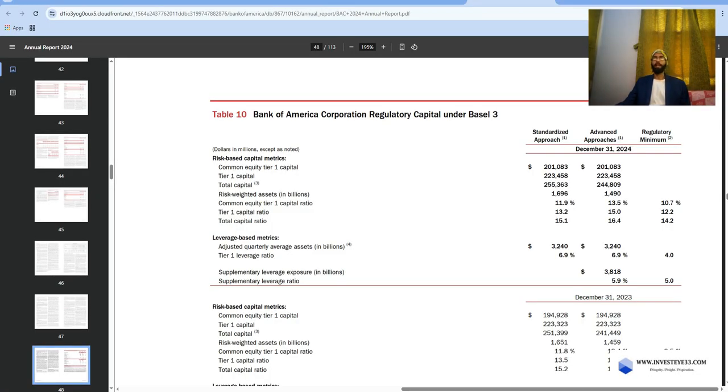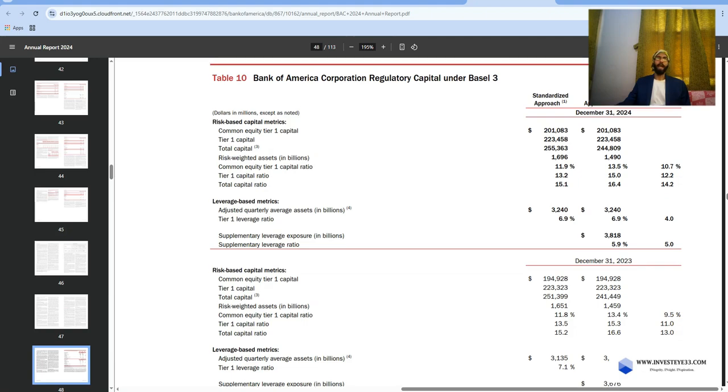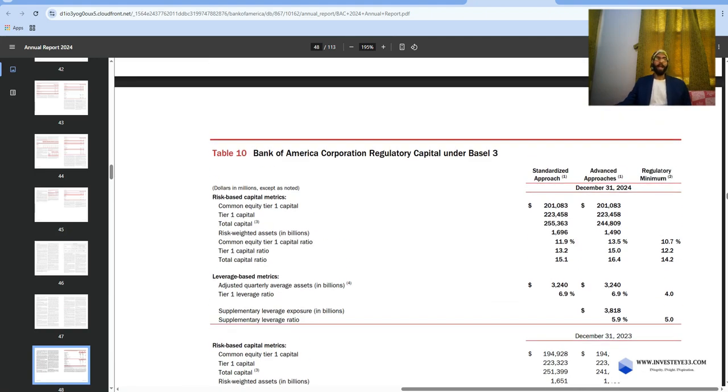Now in the year 2024, you can see I am here in the annual report for Bank of America, and you can see here tier 1 capital is mentioned, total capital is mentioned, and risk-weighted assets, the number that we were talking about, is also mentioned here. Tier 1 capital ratio is also mentioned here. Now the numbers here are two-pronged. One is a standardized approach and other is the advanced approach. We will take the lower of the numbers.